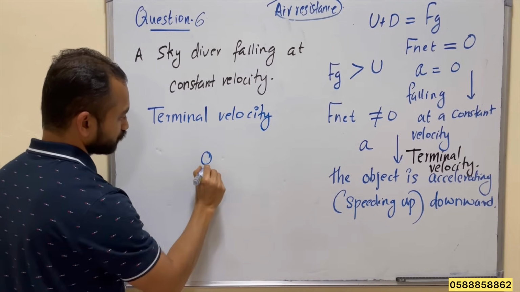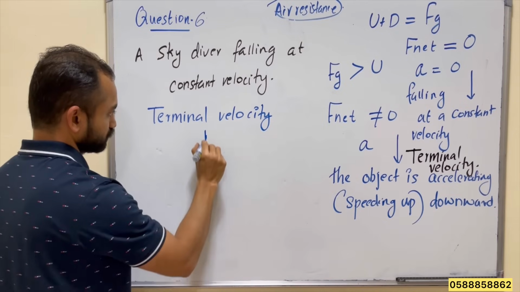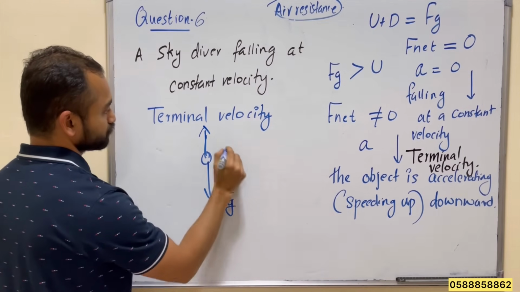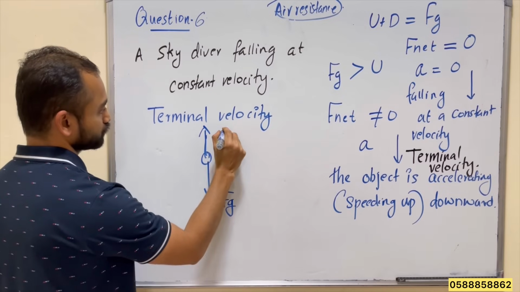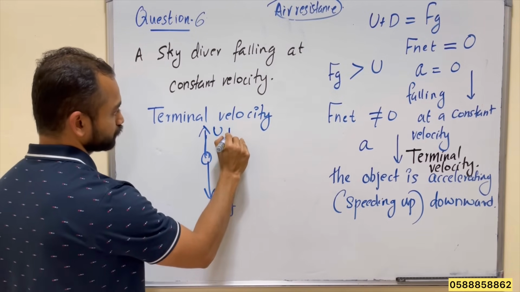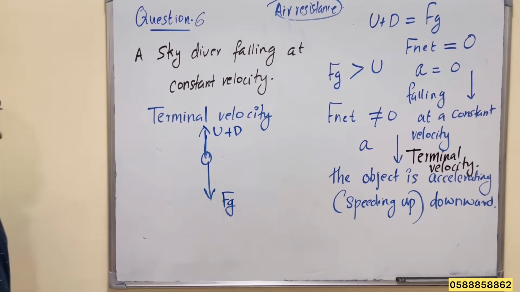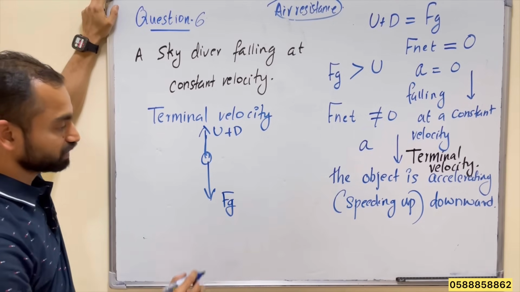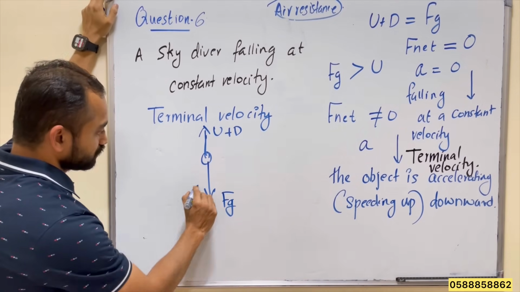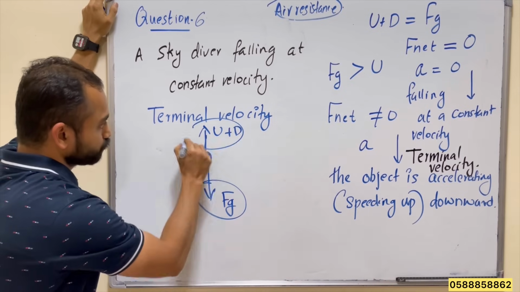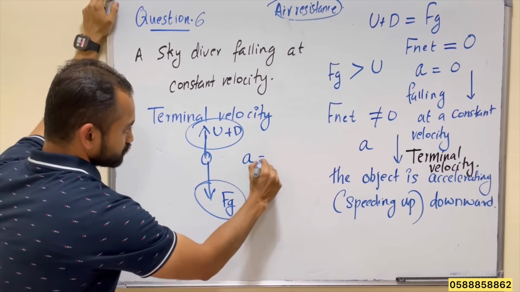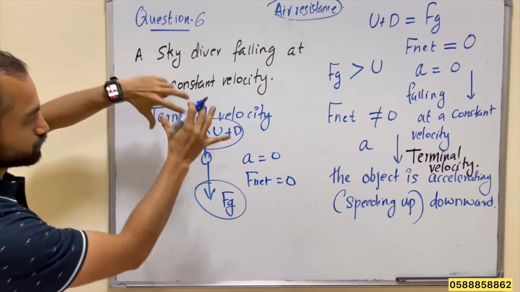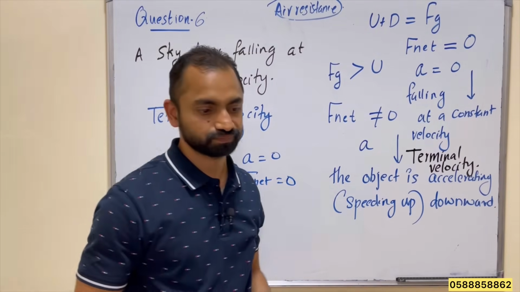So when he is falling at a constant velocity, how to calculate its weight? The weight is equal to the upward force, okay? Total upward force will be buoyant force plus drag, the air resistance. So if the skydiver is falling at a constant velocity, the downward force is equal to upward force. Acceleration is equal to 0. Net force is equal to 0. Opposite forces will be equal.